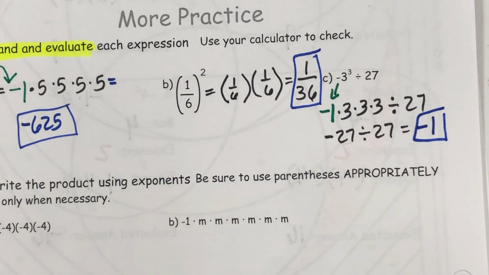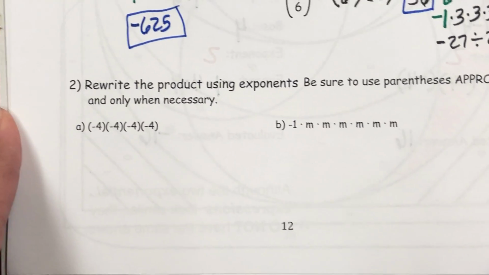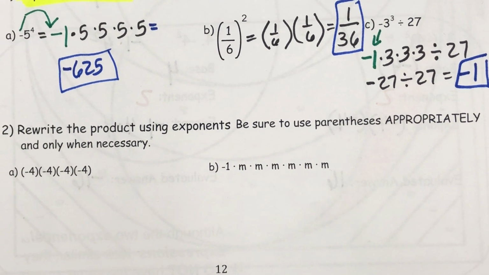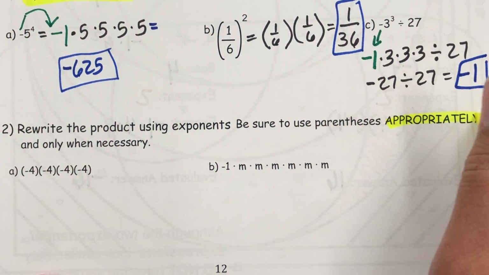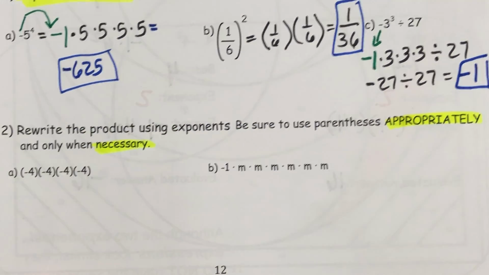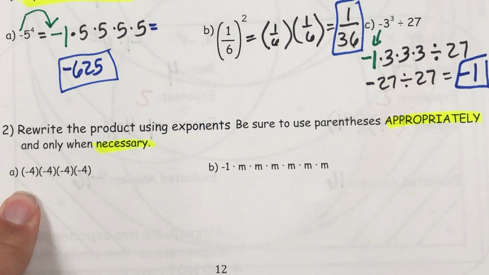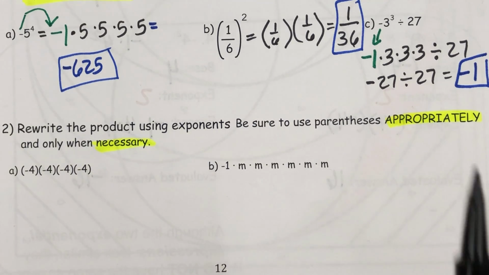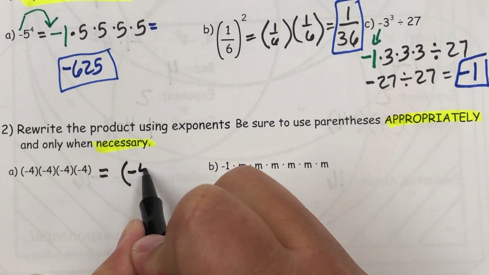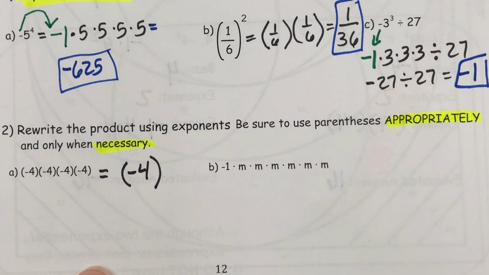All right, let's try this one. We're going to rewrite the products using exponents. Be sure to use parentheses appropriately, and only when necessary. So this one, it's absolutely necessary because that negative is in the parentheses. It's glued to the 4. It's -4 as a base.